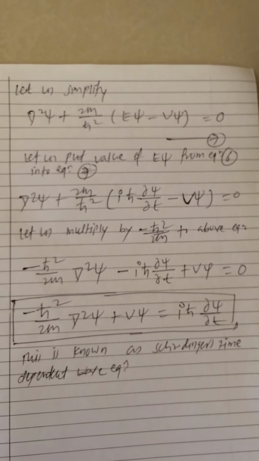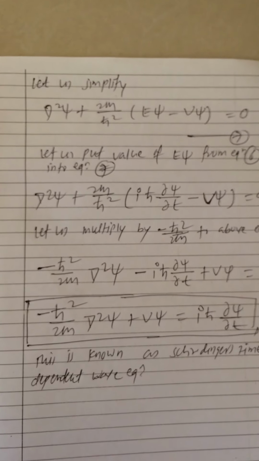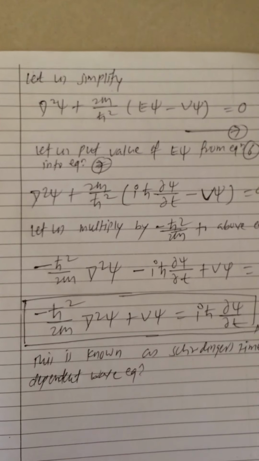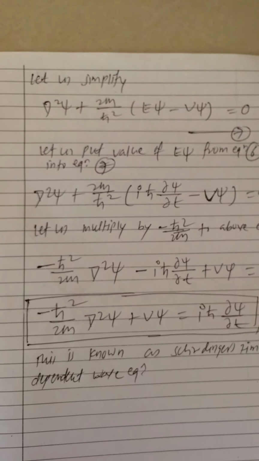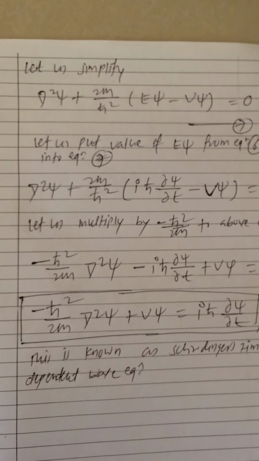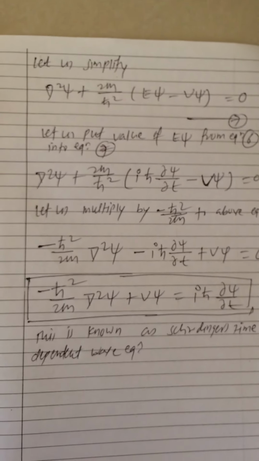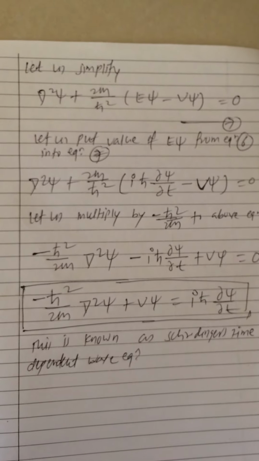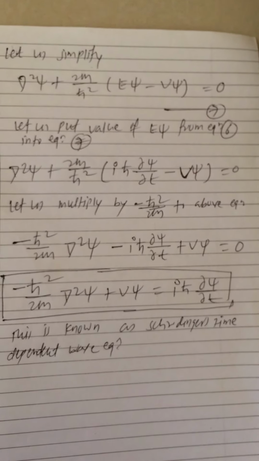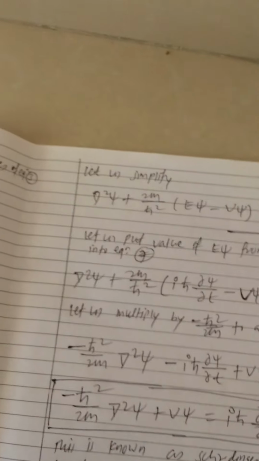Let us multiply this equation by minus h cross square upon 2m. The equation will become minus h cross square upon 2m del square ψ. So plus will get replaced by minus because we are multiplying by minus h cross square upon 2m. So it will get cancelled. What remains is minus i h cross ∂ψ/∂t, and minus minus plus Vψ equal to 0. So now the final equation is minus h cross square upon 2m del square ψ plus Vψ is equal to i h cross ∂ψ/∂t. This is known as Schrodinger's time dependent wave equation.